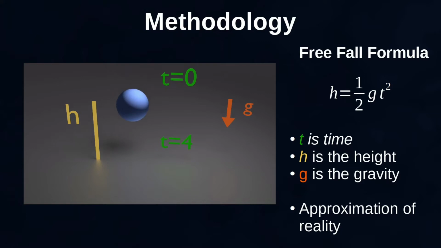Remember that the formula is an approximation which does not take into account other factors such as wind, air resistance and so on. But for this example we can assume that the planet does not have much air and all these factors can be considered overall not too disruptive.